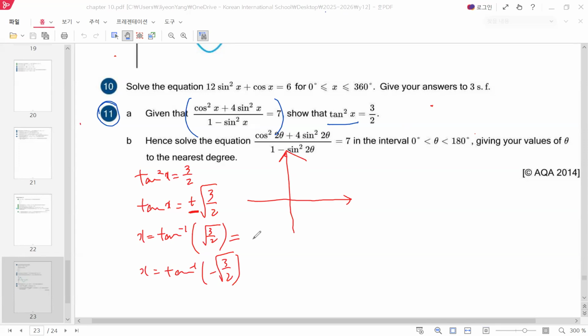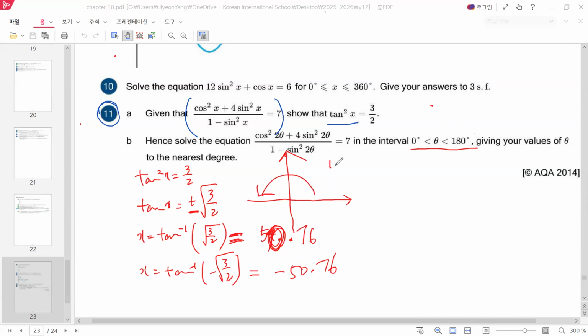What's this, students? What's shown on your calculator screen? 50.76. Next one, negative 50.76. Right? Okay, students. And then the angle range is given from 0 to 180, just half turn.